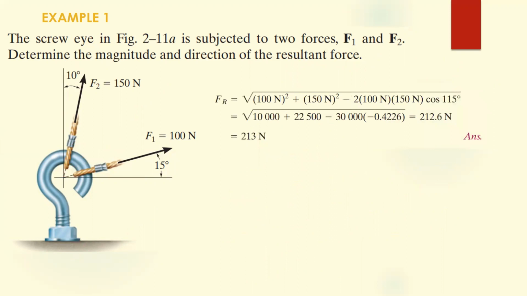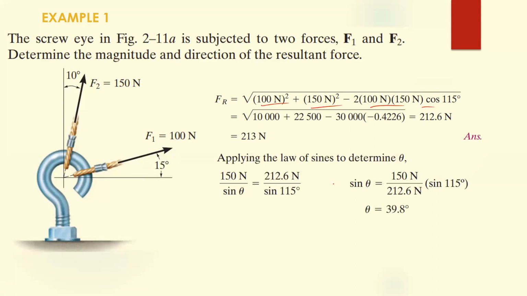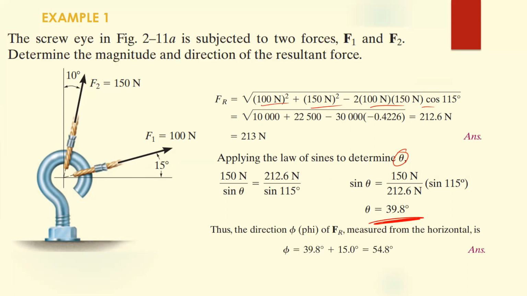Here they found 213. So this is what we did. This is what I was explaining. Then to find the theta, you simply use the sine rule. Then you find your 39.8 there. I'm going to send this slide so that you can use it for practicing. Then to find the final direction, you add the answer that you found to 15 degrees so that you find the direction, which is 54.8 degrees.